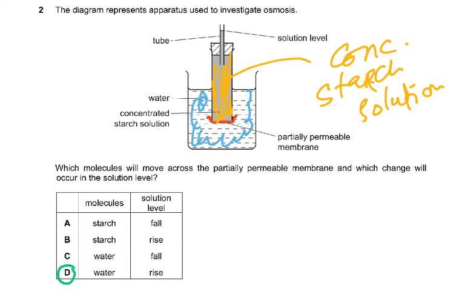Which molecules will move across the partially permeable membrane and a change will occur? So naturally what you've got to understand is that the water molecules are going to enter, and then this is going to make this rise. So this solution level is going to rise. So water and rise was the answer to that.